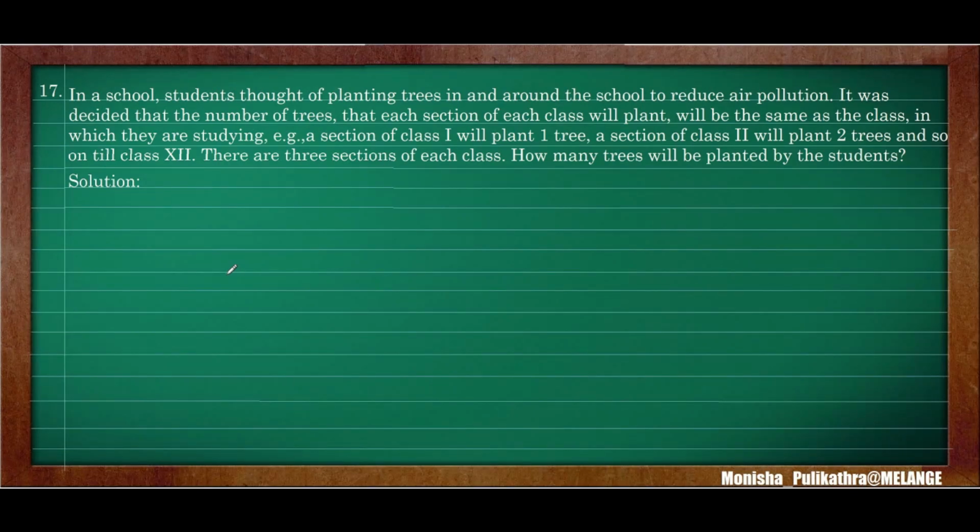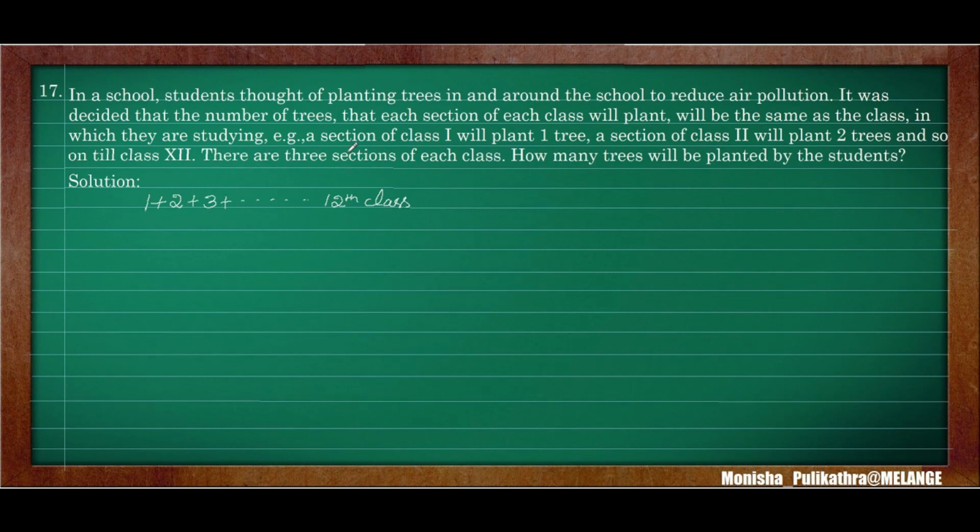17th question is, in a school, students thought of planting trees in and around the school to reduce air pollution. Okay, it was decided that the number of trees that each section of a class will plant will be the same as that of the class. That is, a section of class 1 will plant 1 tree, and a section of class 2 will plant 2 trees, and a section of class 3 will plant 3 trees, up to class 12. Okay, up to the 12th class.